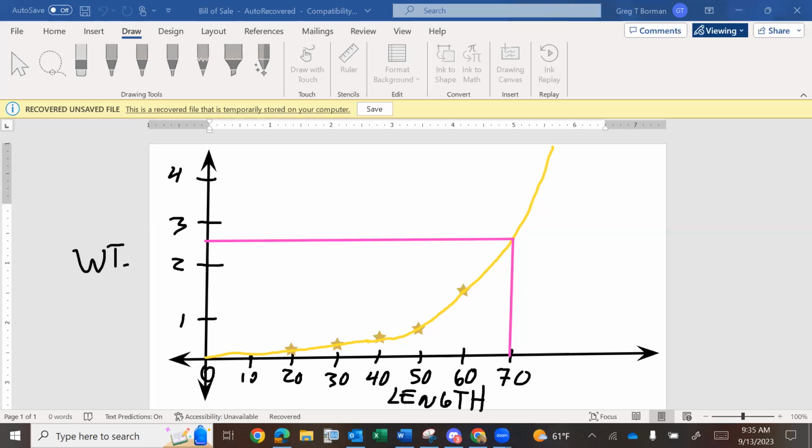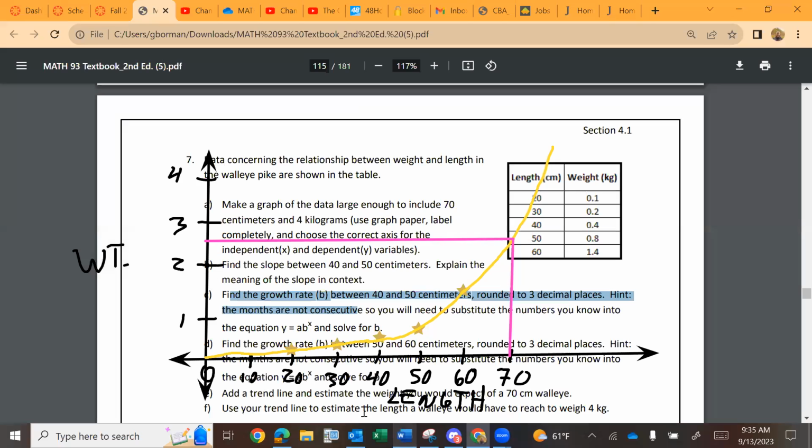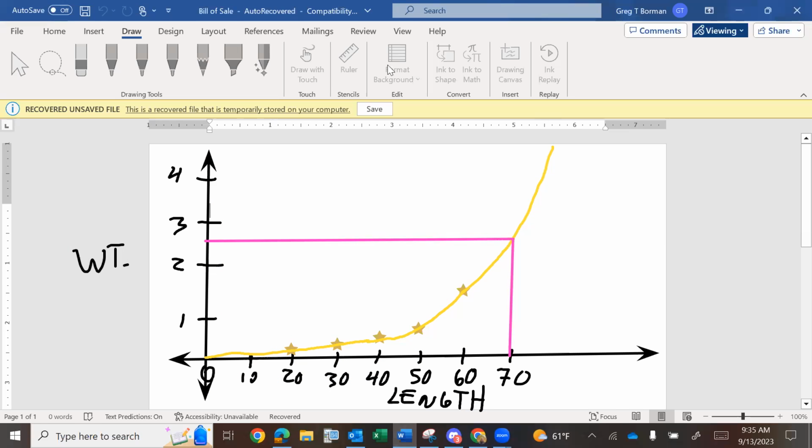All right, and I think there was one more part. Use your trend line to estimate the length a walleye would have to reach to weigh 4 kilograms. Okay, so let's see, 4 kilograms. Go to a different color now because it's fun. So 4 kilograms is going to be about there. That looks like almost 80 centimeters down here. I'd say maybe 78 centimeters or so.